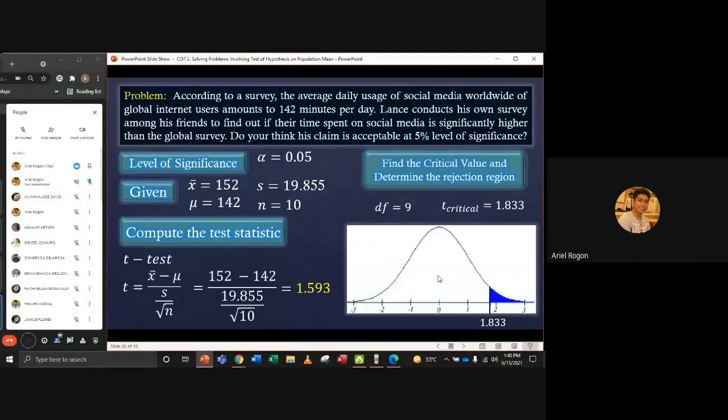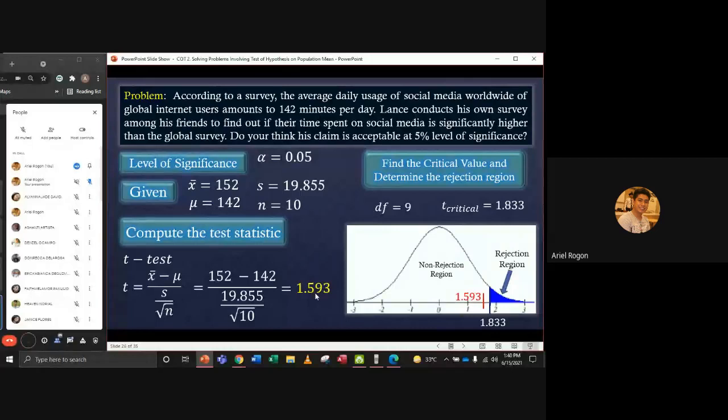Since the critical value, class, is the boundary of the rejection region. So yung shaded part na to is the rejection region and the acceptance region, or we call that non-rejection region. So ito yung boundary natin. This is the rejection region, ito yung acceptance region natin. So our computed value is 1.593. So saan natin makikita yan? Nandito siya sa acceptance region. So based sa graph, our computed value lies on the acceptance region.